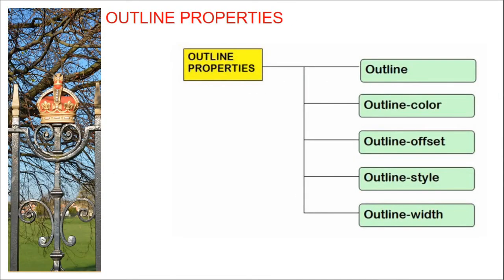The outline properties that we've just covered so far in the course are as follows. Outline, which is a shortcut format, where you can put 3 or 4 parameters in as you require. Outline color, outline offset, outline style, and outline width.